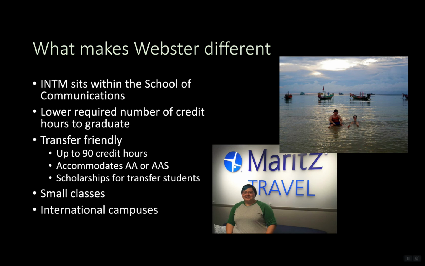Webster recently lowered the number of credit hours needed to graduate. So we were at 128, and now we sit at 120, which is much more in line with every other bachelor's degree you may look at. We are incredibly transfer friendly, so you can transfer up to 90 credit hours. That is pretty awesome because you probably have 60 if you've just finished your associate's degree, and maybe you have a few extra credit hours. So transfer them all in, get as much transfer credit going towards your bachelor's degree as possible. And Webster's really good about taking that transfer credit.